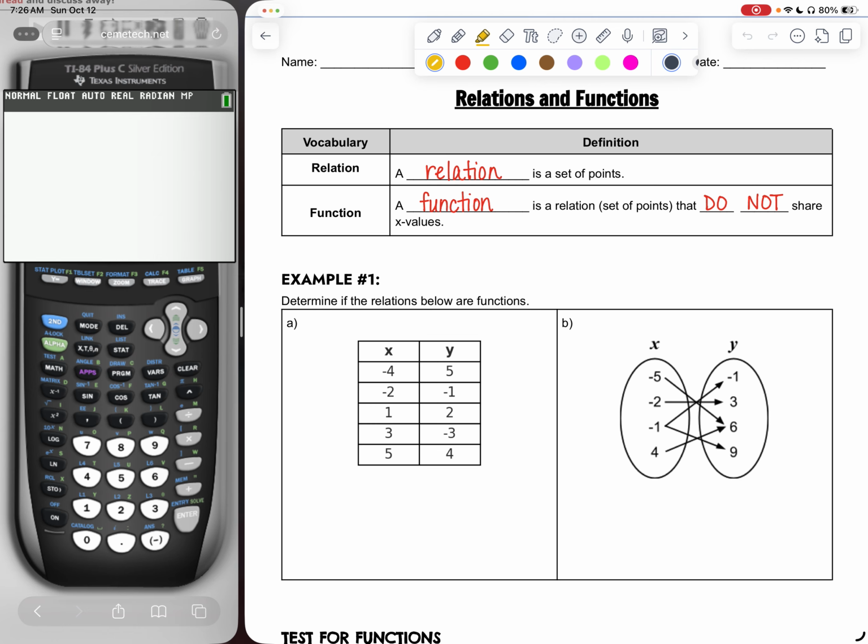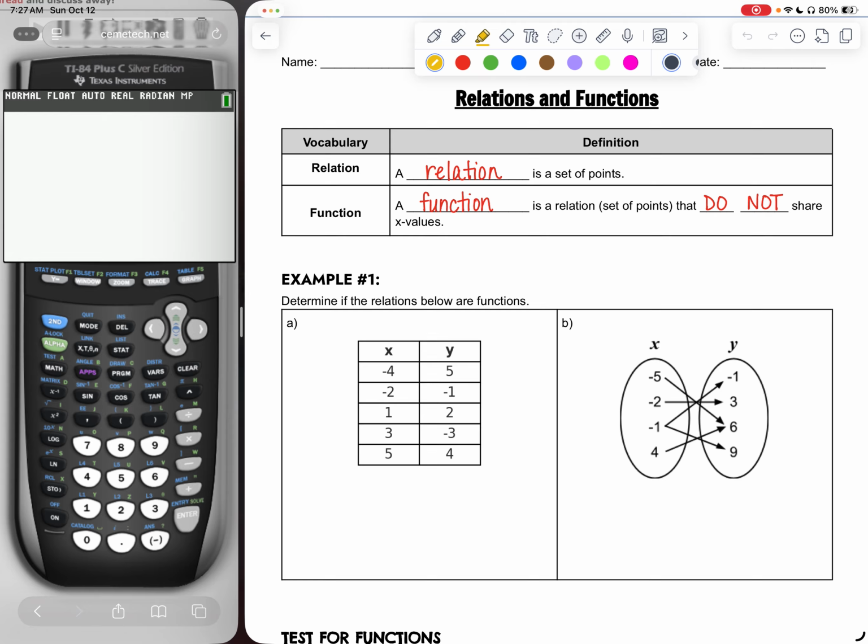A function, however, is a relation, which is a set of points that do not share x values, meaning that your x values cannot repeat. For every x value, there is only one y value. Okay, so let's look at example A. It says determine if the relations below are functions.